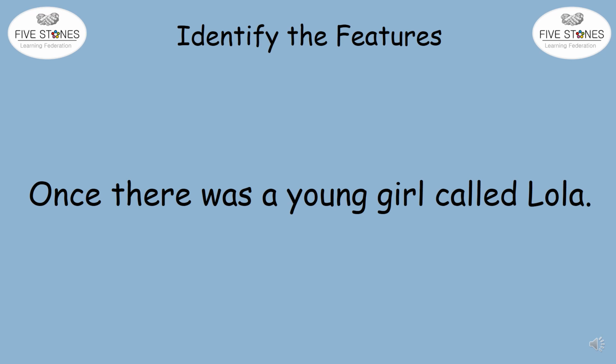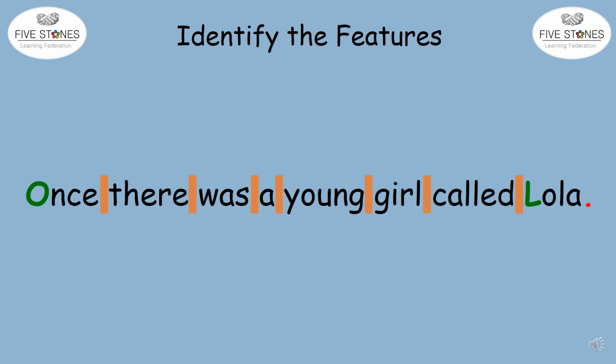We are now going to spot the features of a sentence in this sentence. Once there was a young girl called Lola. Here is the same sentence again. You will see capital letters in green. There are two capital letters in this sentence. One at the start of the sentence, in once, and a second for the name Lola. The finger spaces between each word are highlighted in orange. And remember the full stop at the end of the sentence, and here you can see it in red.